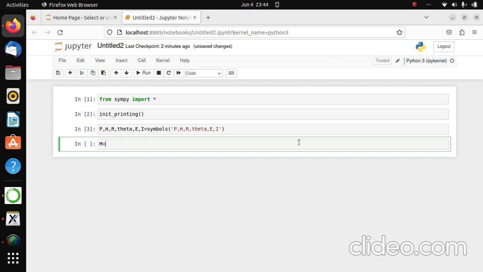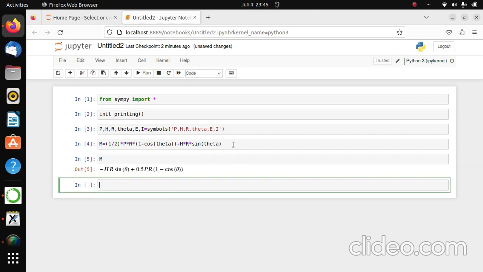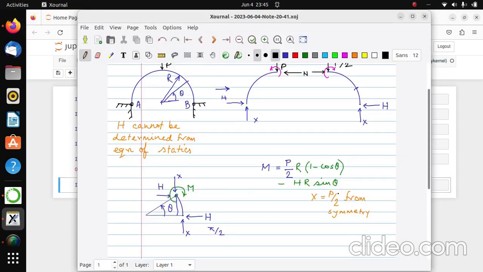Then what is the expression for M? M is a variable, and the expression for M is half into P into R into 1 minus cos theta minus H into R into sine theta. M, you can just see what you are getting. Yes, you are getting this. So let's check. So M is PR by 2 times 1 minus cos theta minus HR sine theta.